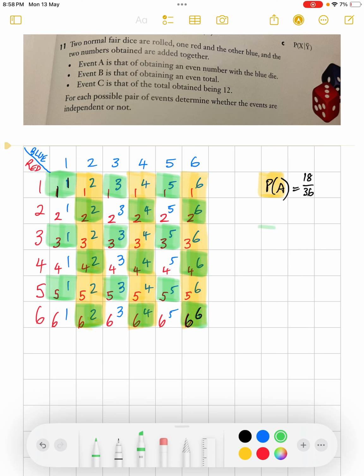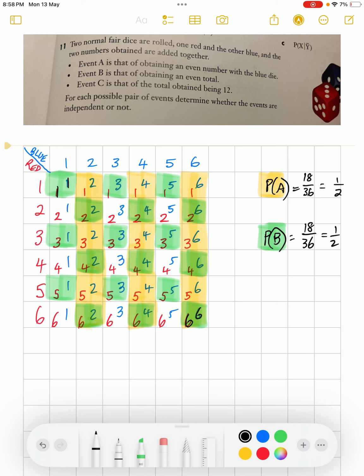Right, so you can see that the green boxes are all the possibilities for getting an even score. So there are 18 ways of getting an even score. By the way, both of these are a probability of a half.